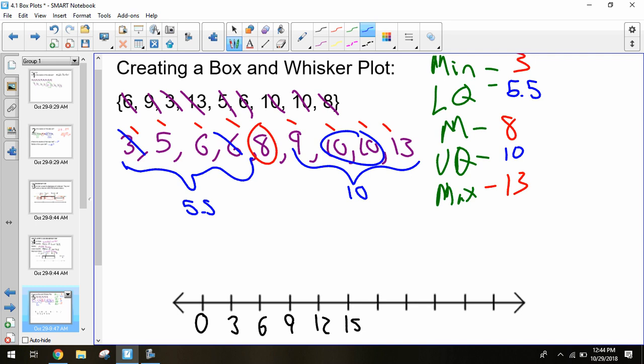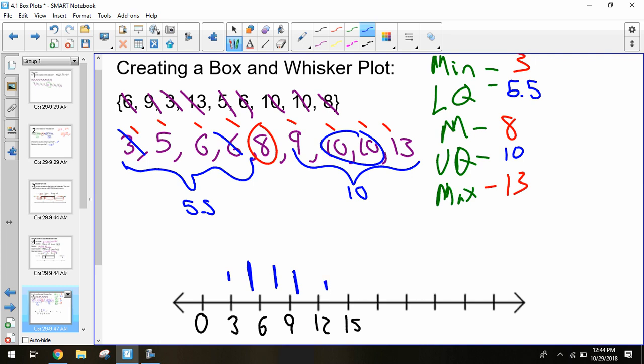Now, using our information, we want to plot those points on our number line. My minimum value is 3. My lower quartile is 5.5. My median is 8. My upper quartile is 10. And then my maximum value is 13.